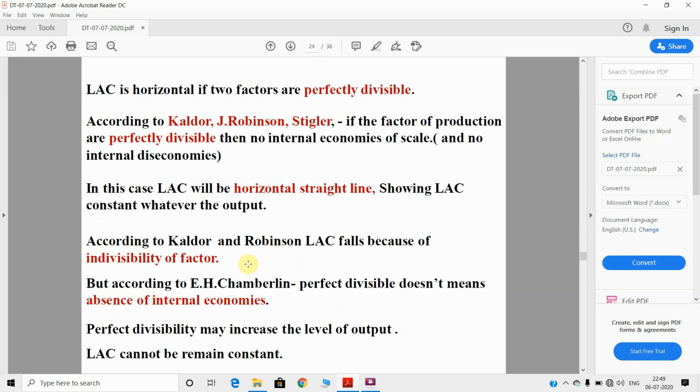Next, LAC is horizontal if the two plants are perfectly divisible. In case of LAC, it will be a horizontal straight line showing constant returns to scale, right. So these are the several points. What is the main cause? Due to the indivisibility of factor, due to the absence of internal economies, your LAC may be horizontal to the x-axis, right.